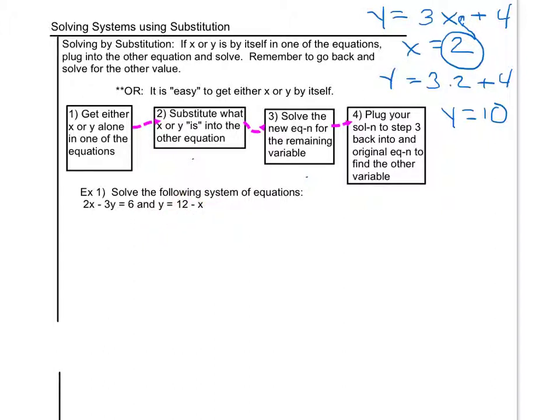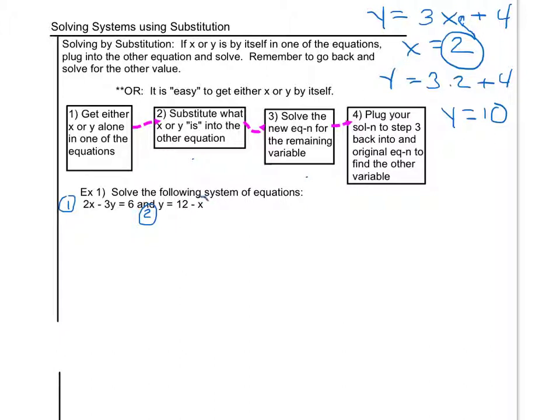I'm going to go ahead, and before I do anything else, I'm going to say that this is equation 1, and this is equation 2. Okay. And now for step 2 here, because step 1 was done, I'm going to take what y is, I'm going to put it into the other equation.